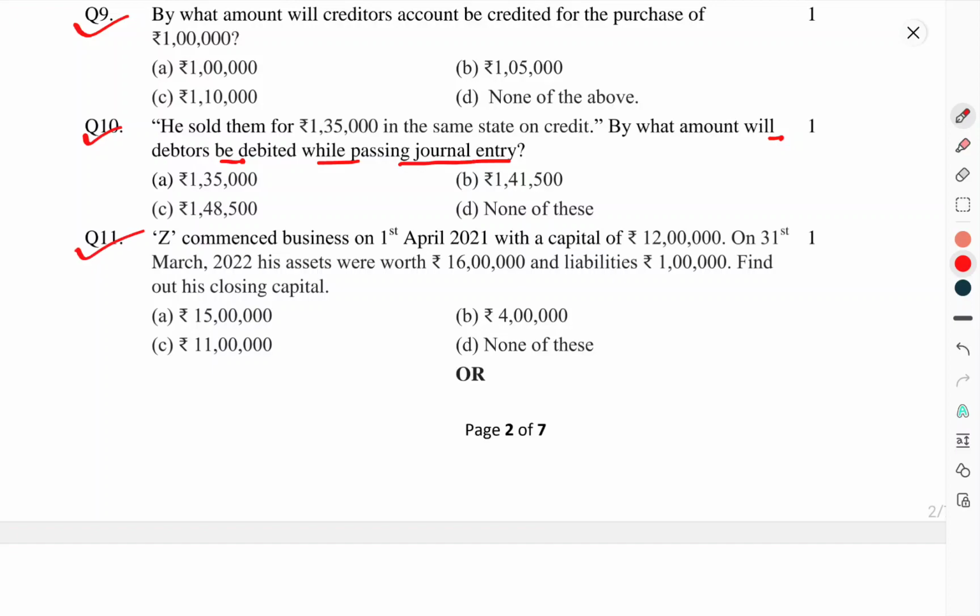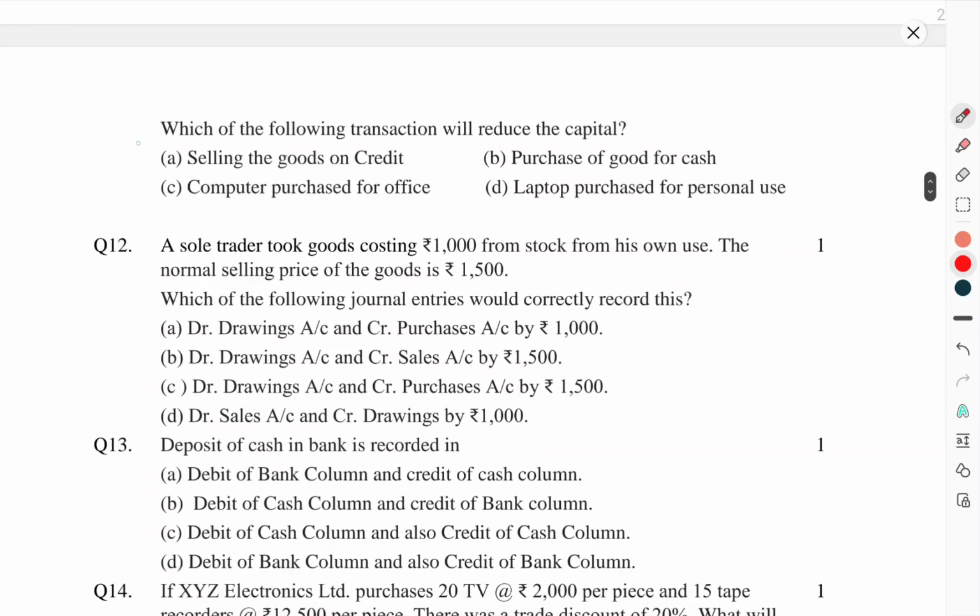Question number 11. Jet commenced business on 1st April 2021. Capital of 12 lakhs. On 31st March 2022, his assets were 16 lakhs and liabilities were 1 lakh. Find out the closing capital. Or which of the following transactions will reduce the capital? Question number 12. A sole trader took goods costing 1,000 from the stock for his own use. The normal selling price of the goods is 1,500. Which of the following journal entries would correctly record this?